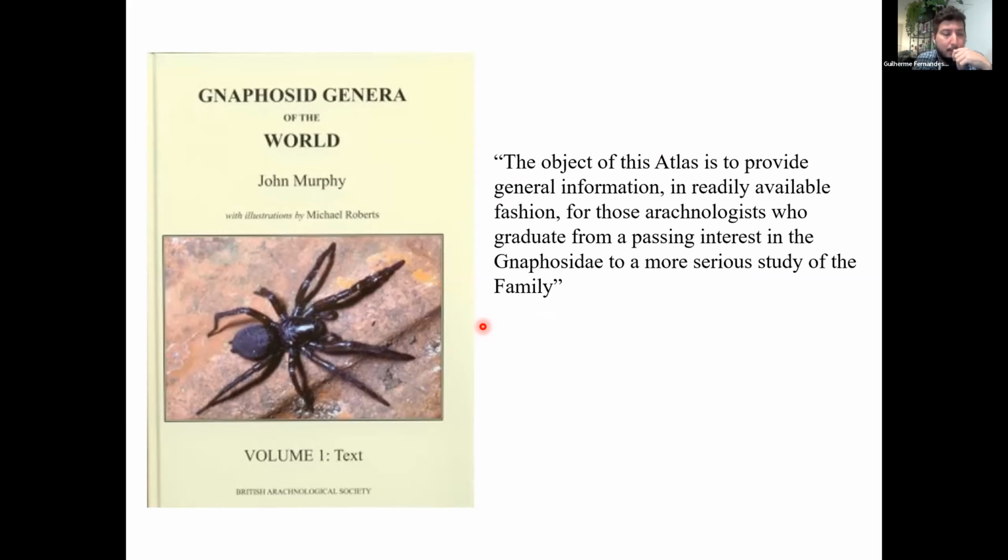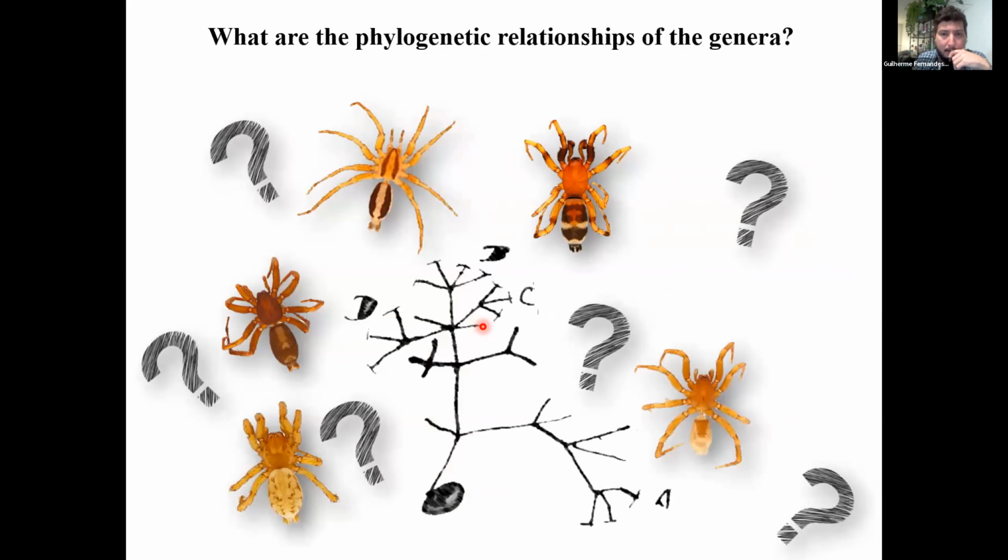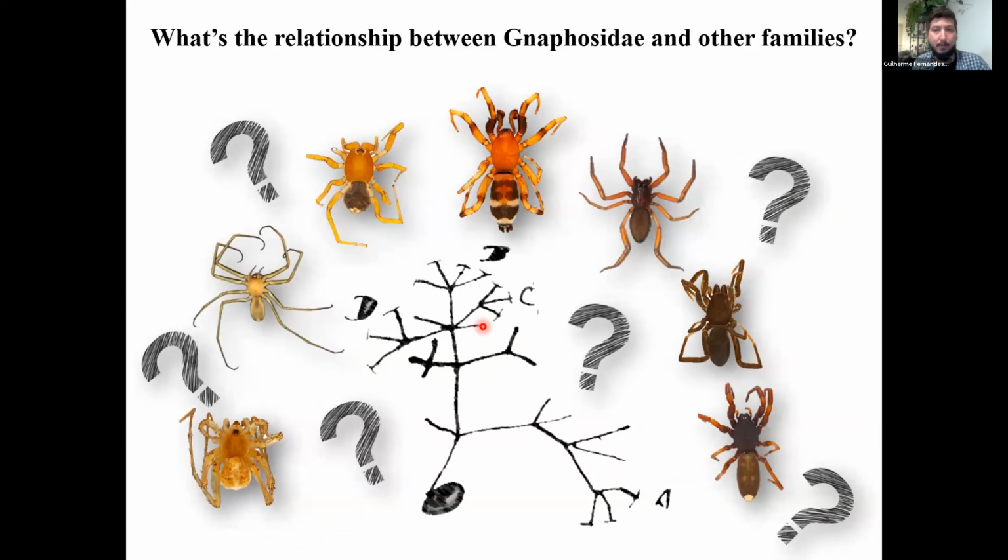I think that is kind of what happened to me when Adalberto proposed this. Talking with Adalberto about this idea was really interesting. What are the relationships between this group of genera? Are the subfamilies or groups of genera monophyletic? How are they related to each other? And actually, how are the Gnaphosidae related to other families?